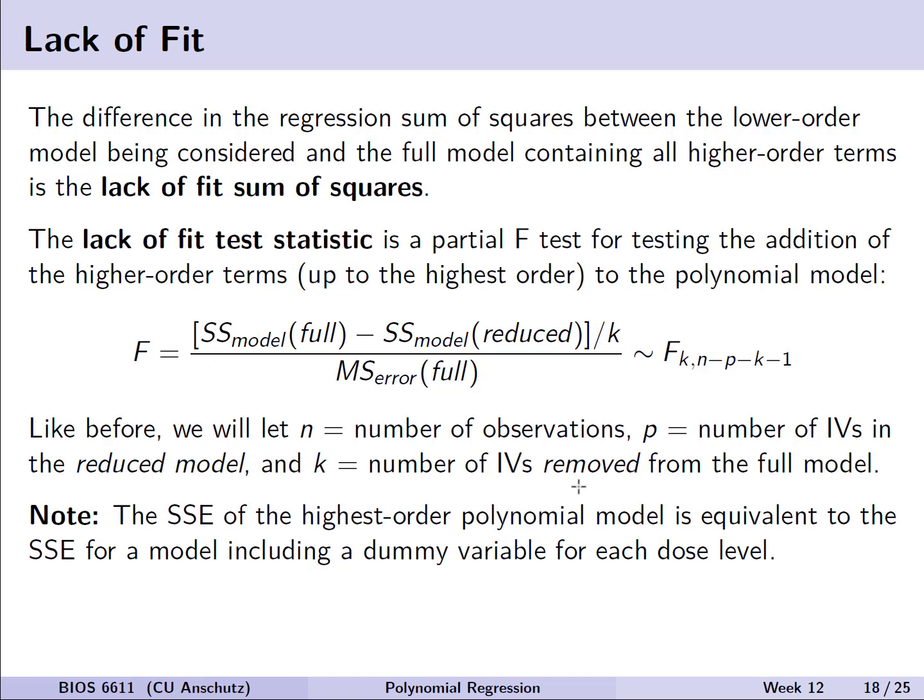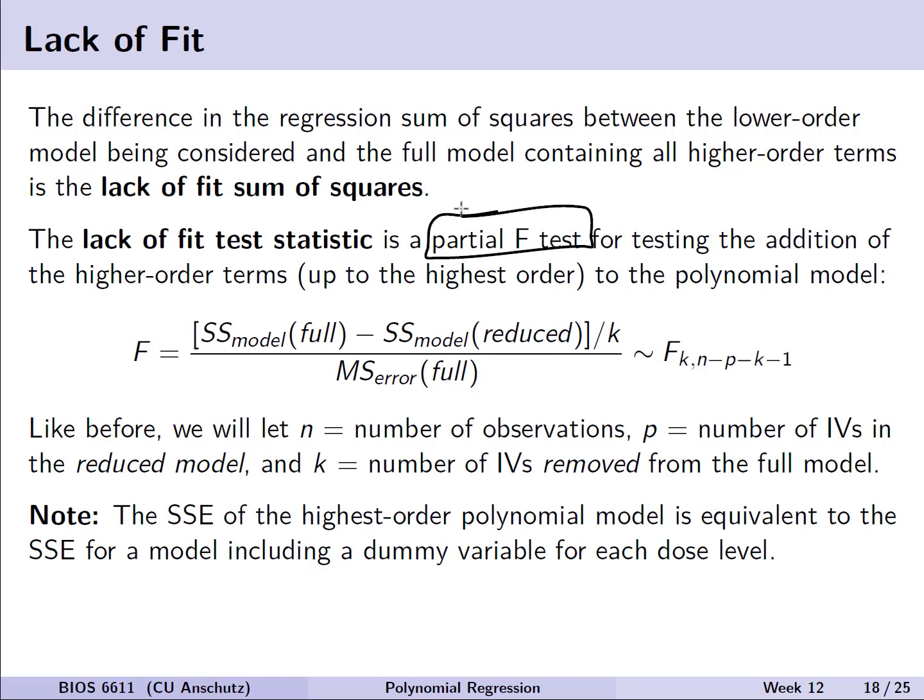With this information, then we can look at the lack of fit. The difference in the regression sum of squares between the lower order model being considered and the full model containing all higher order terms is what we call a lack of fit sum of squares. This specifically can be used to look at a lack of fit test statistic, which is going to be based off of our good friend, the partial f-test.